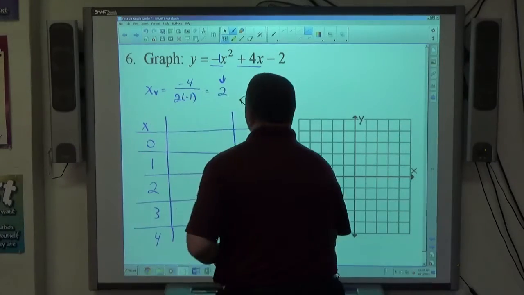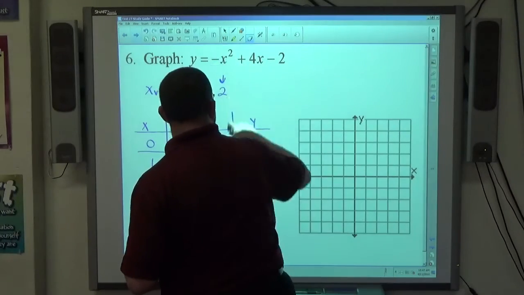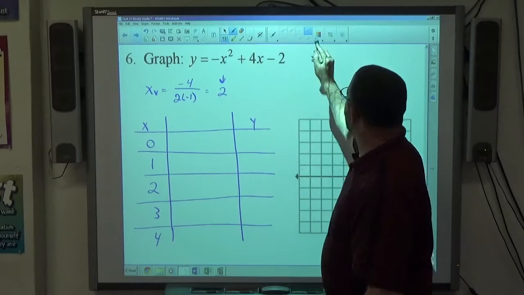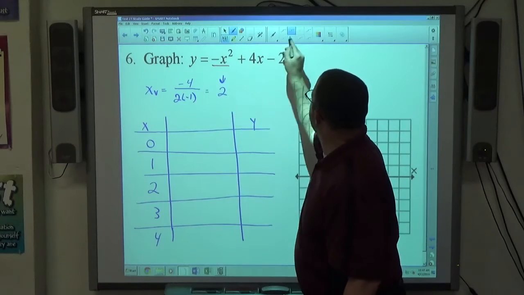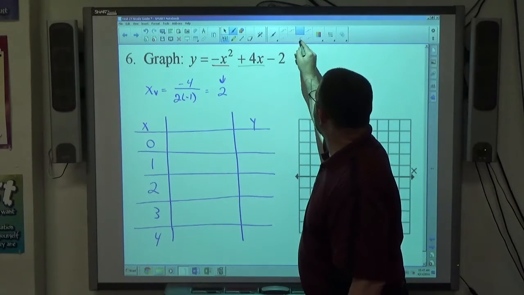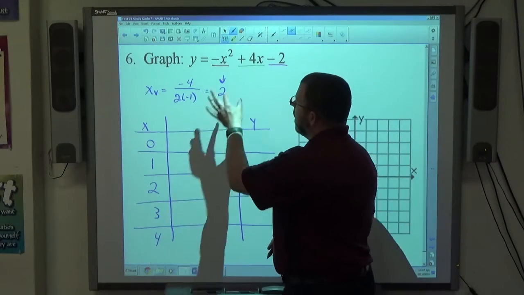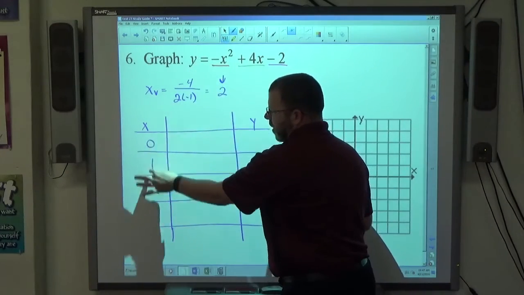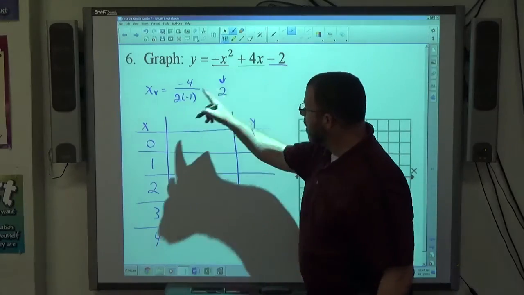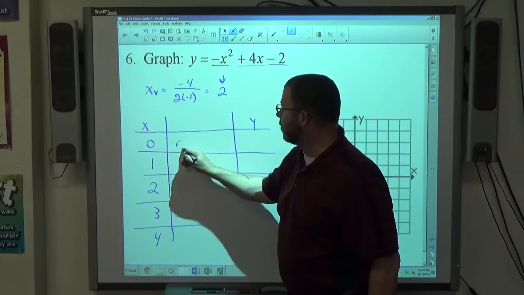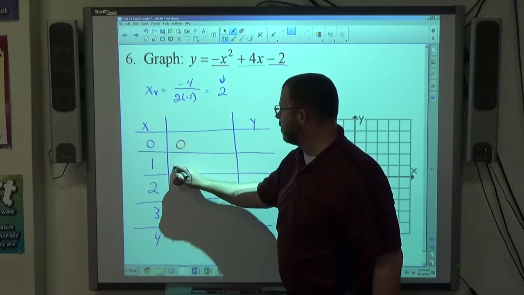Now, here's where I want to change it up a little bit and kind of show you where things are coming from if you haven't figured that out yet. So, negative x squared plus 4x minus 2. All right. I'm just going to do it piece by piece down here. So, this term is just square x and then make it negative. So 0 squared is 0, make it negative, still 0. 1 squared is 1, make it negative, is negative 1.